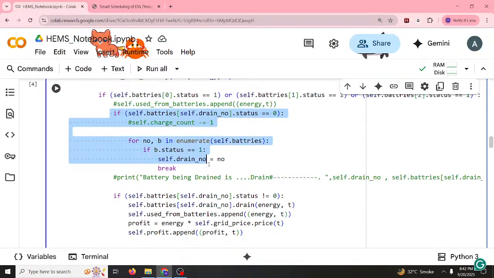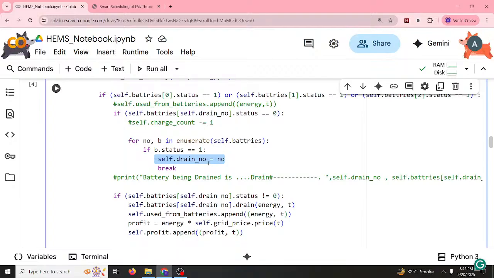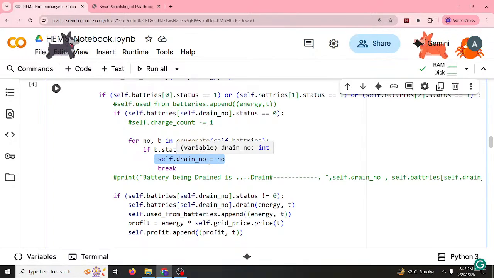Here in this loop, mainly we check if the status of the battery is empty. That means we have to change the battery. For that purpose, we are just going through the batteries, checking their status, and selecting the drain number accordingly. Whatever battery is empty, we will choose that state number. Okay.